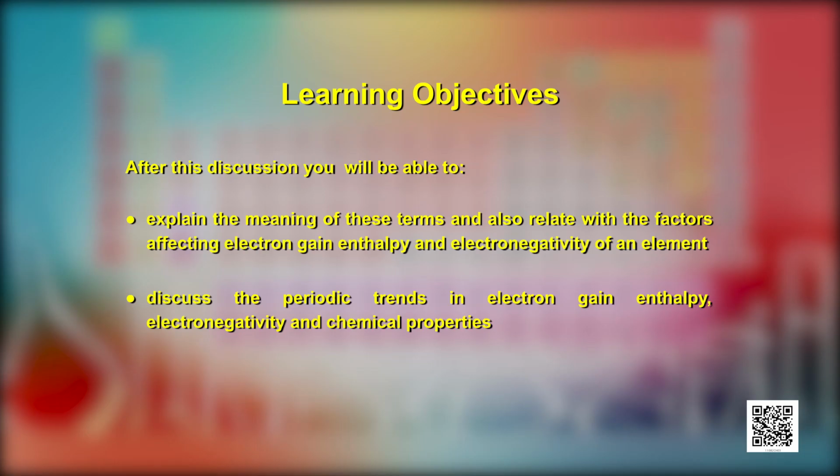Hello students. By now we know how the atomic radius, ionic radius and ionization enthalpy vary in a period and in a group. We will be discussing trends shown by a few more properties like electron gain enthalpy, electronegativity and chemical reactivity. After this discussion, you will be able to explain the meaning of these terms and also relate them with the factors affecting electron gain enthalpy and electronegativity of an element.